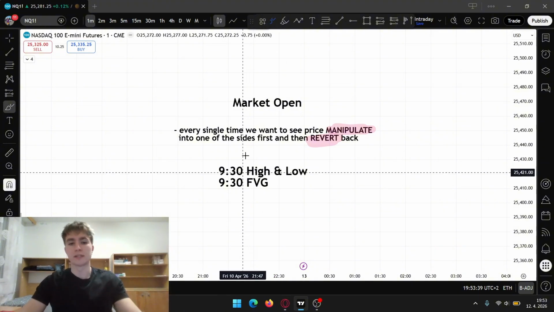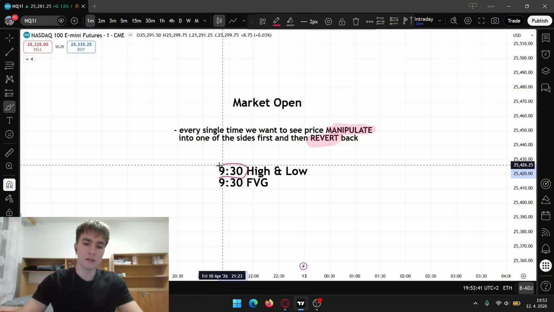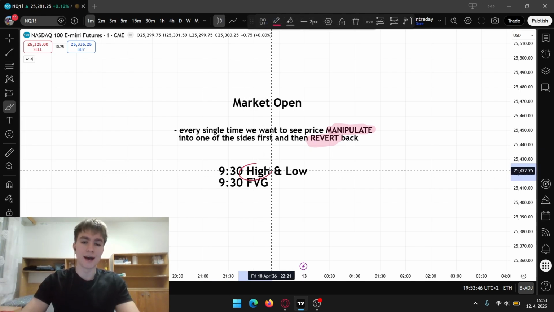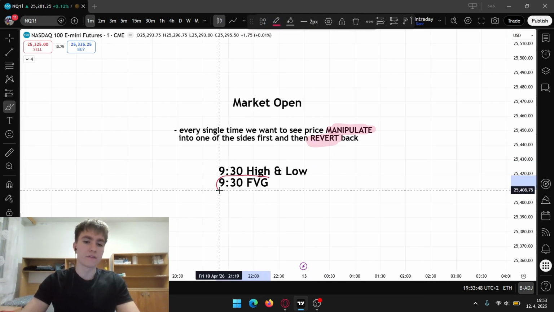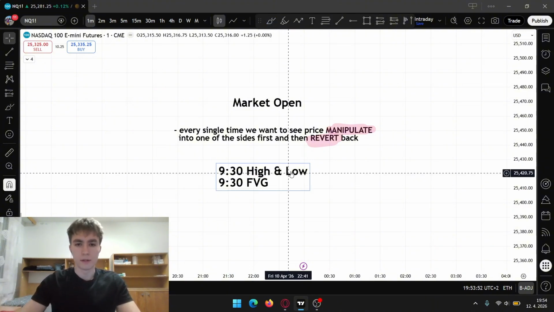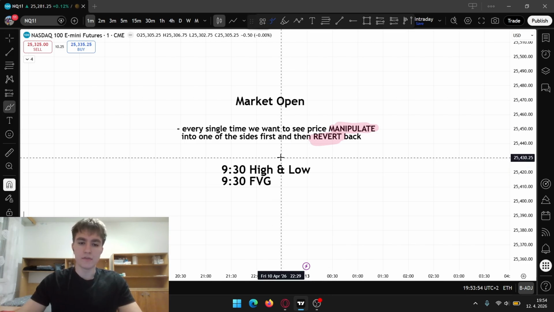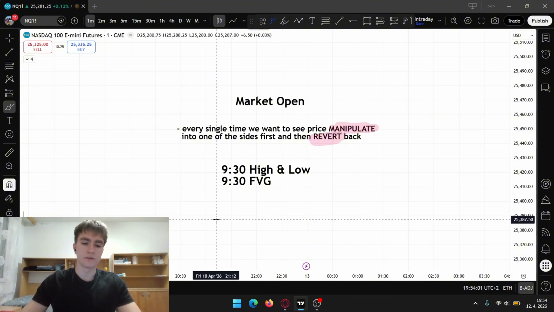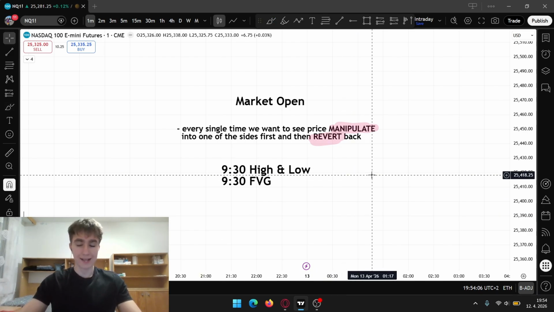Besides that, we're going to talk about the 9:30 one minute candle of the market opening, the high and the low of that candle, and the first FVG that gets formed after the market has opened. These are very high probable confluences to get swept. We are not going to leave unswept the first fair value gap that gets formed after the market has opened. So let's get into some market opens and see how price is reacting.